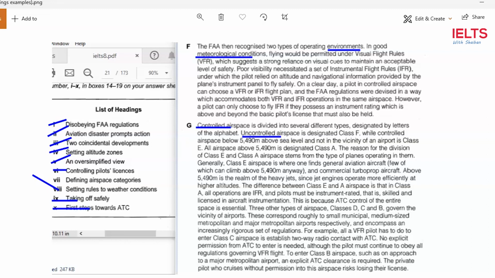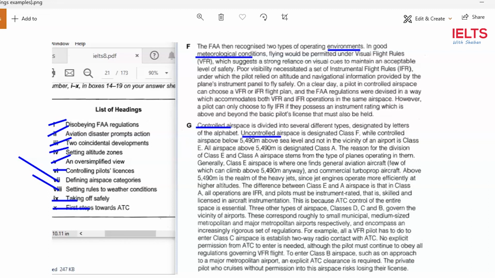And he talks about airspace, controlled airspace or uncontrolled airspace, and he gives them names of classes: class F, class E, class A. So here, the right answer is defining airspace categories.